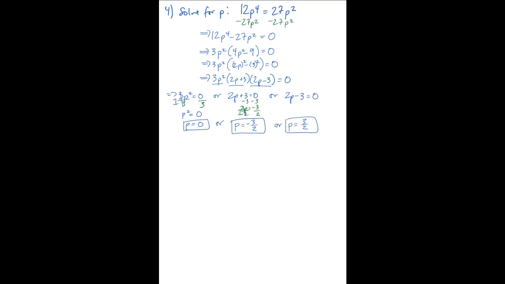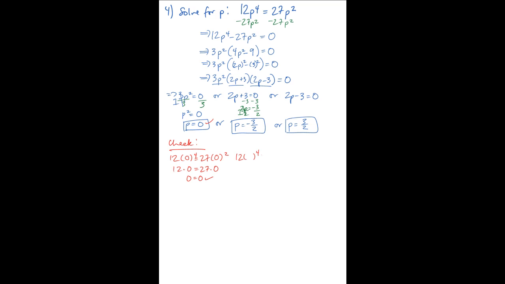Again, just as with the other problems, I can check out each of my possible solutions. I have 12p to the 4th equals 27p squared. If I plug in 0 to each of those places, I definitely get 12 times 0 equals 27 times 0. I get 0 equals 0, which is definitely true. Let's try the next one.